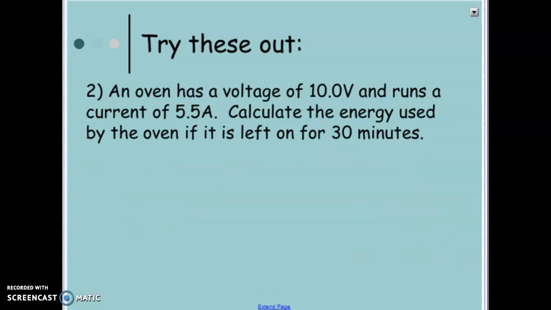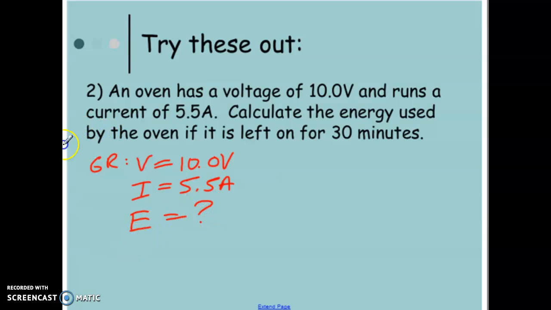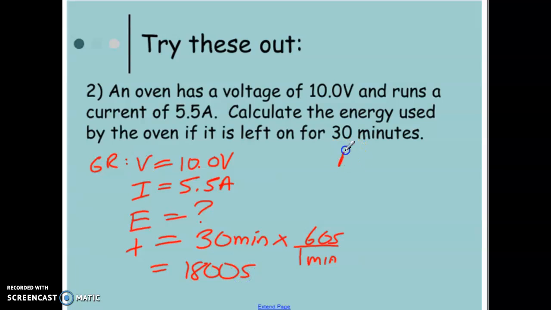Okay, take a look at this, pause the video, and give this one a try. All right, so let's start taking a look. So an oven has a voltage of 10.0 volts and runs a current of 5.5 amps. We want to calculate the energy used in the oven if it's on for 30 minutes, which we can calculate right now into seconds. So 30 times 60 is 1800 seconds.